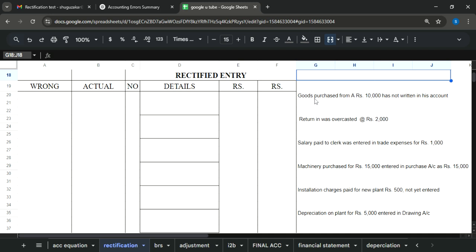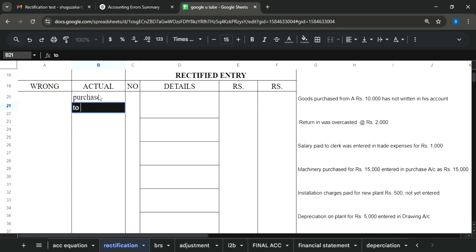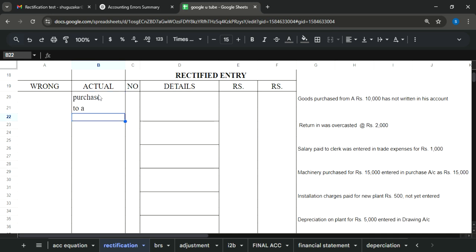Let's begin. Goods purchased from A. We will be writing its actual entry when you purchase your goods. So purchase to A was supposed to be the actual entry. Once again, you have purchased these goods from A. Purchase to A was the expected entry, actual. Now we will see what error has been made in the second part.